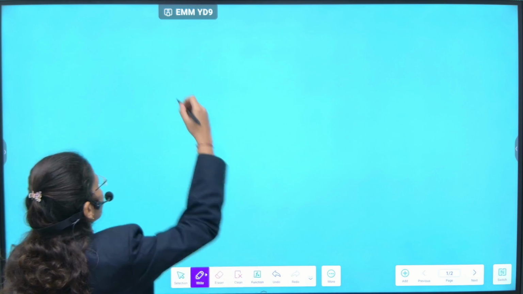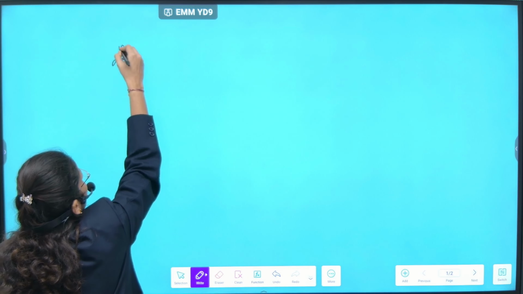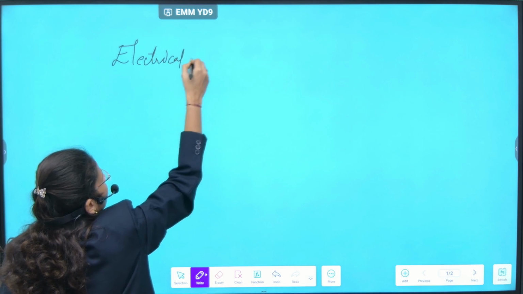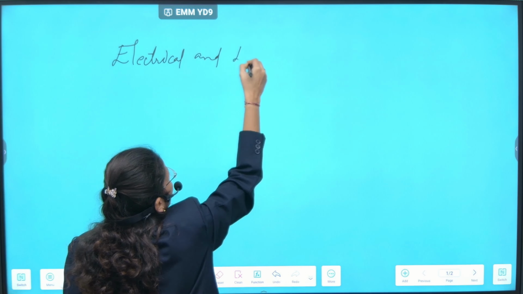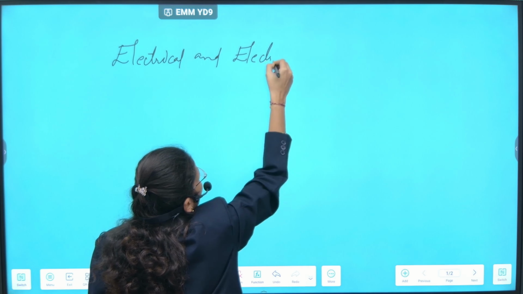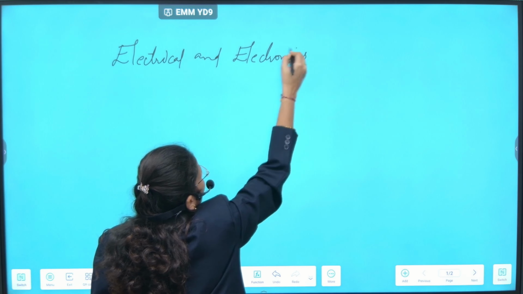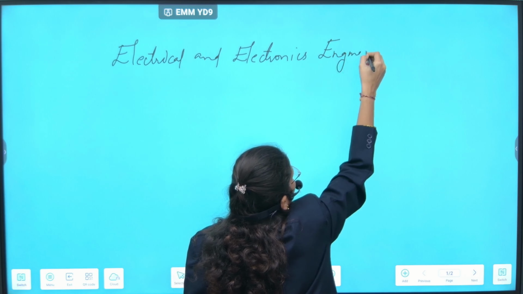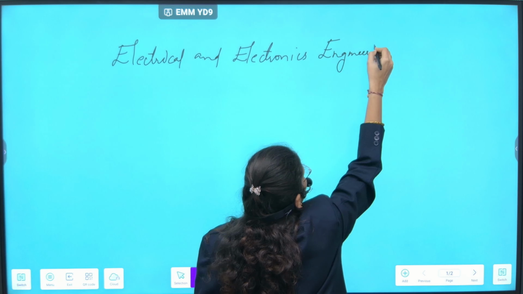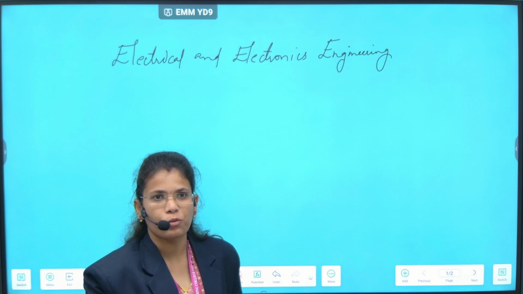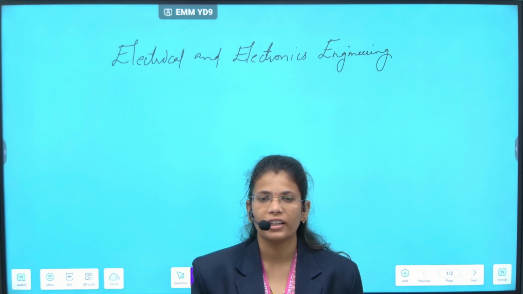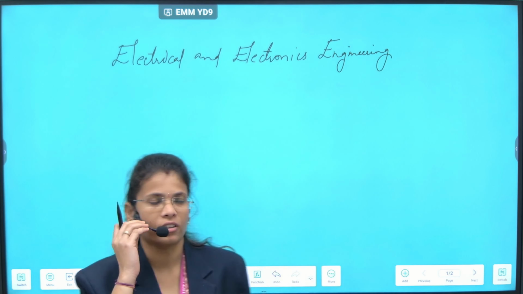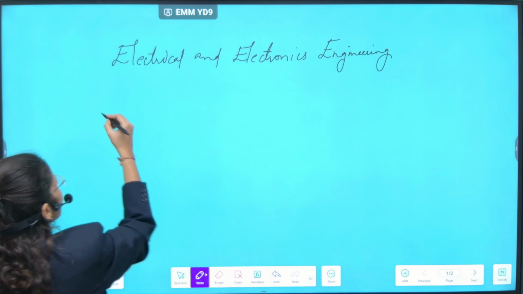Today I am going to discuss basic concepts in electrical and electronics engineering, like what is charge, what is voltage, current, power, energy, and some basic concepts: resistor, inductor and capacitor. Now let us start with what is a charge.